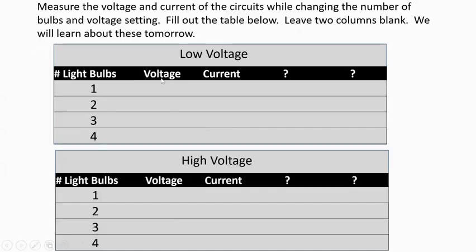Right. So you measure the voltage and measure the current when the voltage is turned on low for the 1, 2, 3, and 4 light bulbs. Then turn the voltage on higher and do the same thing for 1, 2, 3, 4 light bulbs. You're going to write this chart in your journals, and you're going to leave 2 columns with question marks, because we're going to learn about 2 other important qualities tomorrow, and you're going to put those in there.